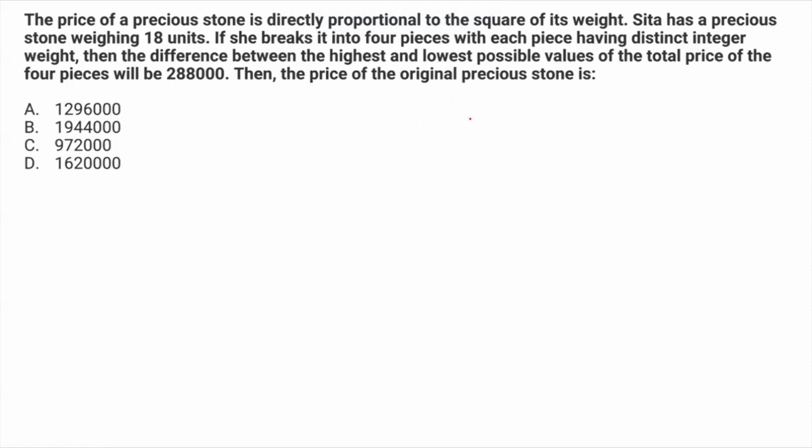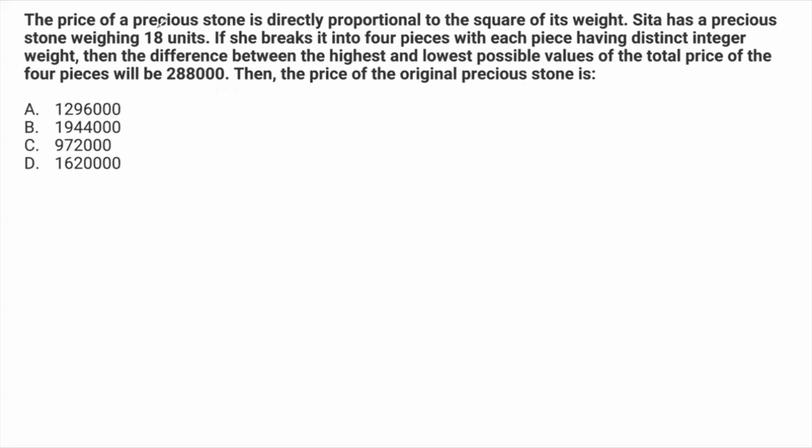Okay guys, the price of a precious stone is directly proportional to the square of its weight. Sita has a precious stone weighing 18 units. If she breaks it into 4 pieces, with each piece having distinct integer weight, then the difference between the highest and the lowest possible values of the total price of the 4 pieces will be 2,88,000. Then the price of the original precious stone is.